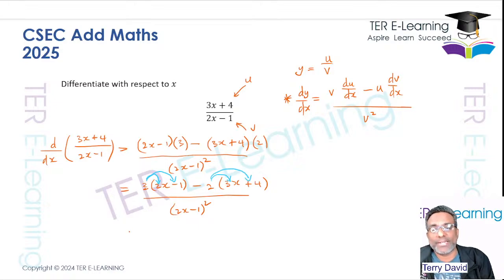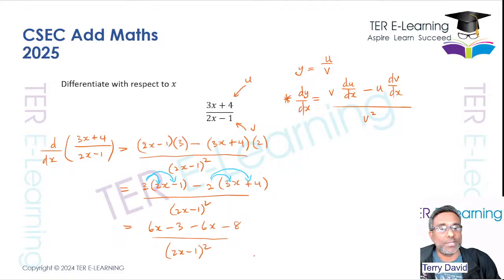So when I simplify the top, I'm going to get 3 by 2x, which is 6x, minus 3. Then we have a minus 6x again. And then we have minus 2 by 4. You're going to get minus 8. And this is all over 2x minus 1 squared. Now this answer is not done yet.